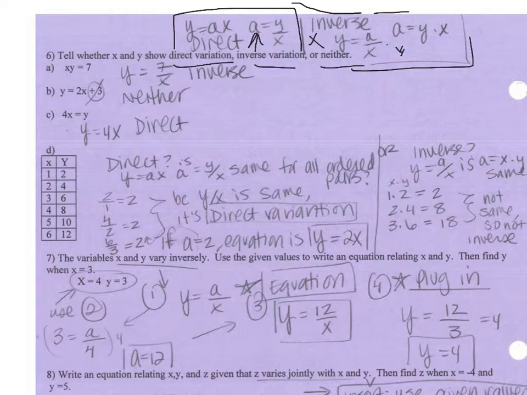So as we go through the first 3 in number 6, you need to isolate y first. So if you isolate y by dividing by x, you get 7 over x. And since x is in the denominator, then it's an inverse. For the next one, because of the plus 3, it's neither. And then for the last one, you need to isolate y. Y is isolated, so it's direct.